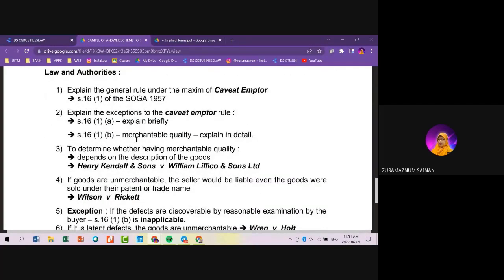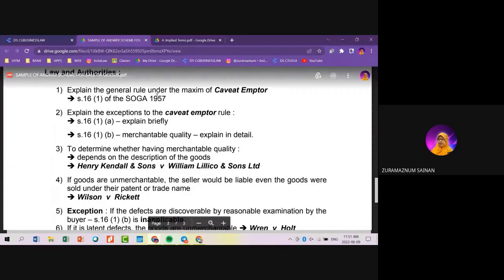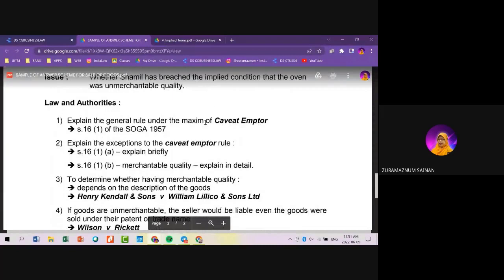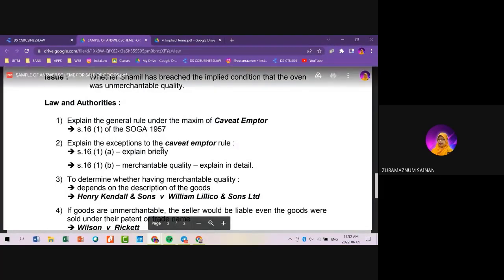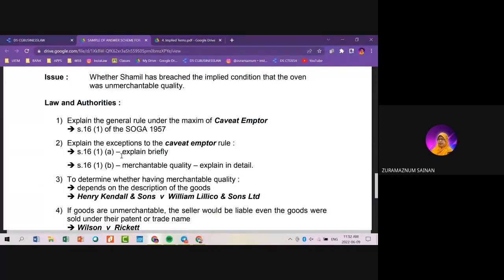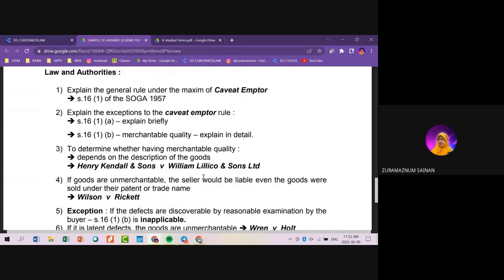Kat sini merchantable quality kan dia exception. Exception pada KVM TOR. Jadi kena ceritalah general rule pasal KVM TOR. Dia apa-apa hal mesti masuk general rule dulu. Ataupun definition dulu. Lepas tu barulah explain pula the exceptions. Sebutkan. Nampaknya kat sini kalau section 61A explain briefly sahaja. Tapi yang B ni, merchantable quality, barulah you have to explain in detail. Bagi detail, everything. Semua yang ada pasal merchantable quality bagi.